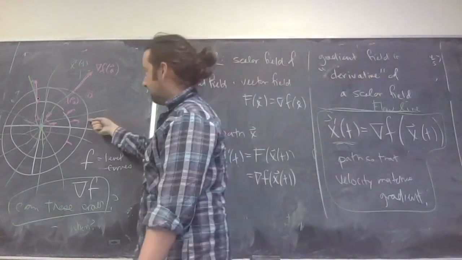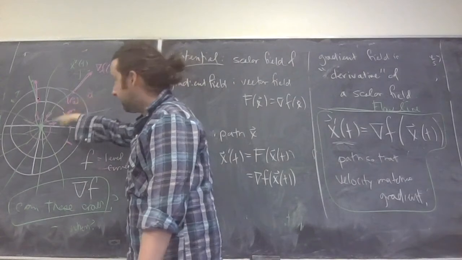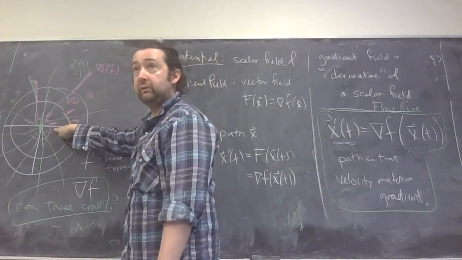The white function here is the potential function. The pink function is the gradient field that goes with it. The green paths in here are the flow paths, the flow lines.